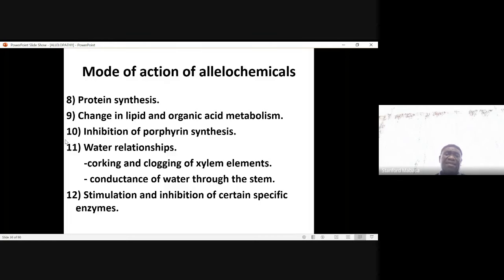Because some plants turn white, chlorophyll is affected. So number 10, it is thought that there could be inhibition of the porphyrin synthesis. Porphyrin is associated with the chlorophyll.